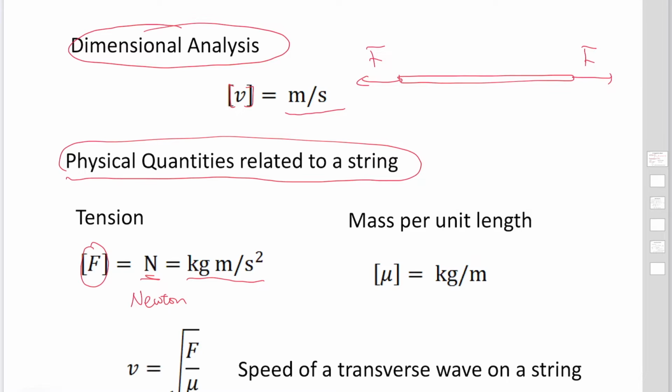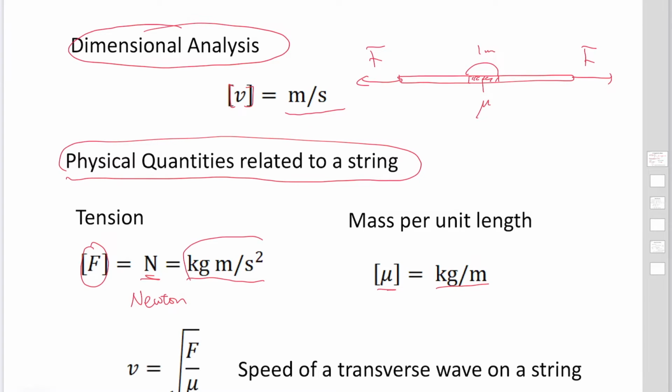And also the other quantity. Another quantity we can consider is mass per unit length. We could consider the total mass of our string, but we don't know the length of the string. It's better to consider the mass per unit length. You can take a unit length of our string, and then how much mass is it? This is mu. Mu is a mass per unit length, like a density. The dimension of the mass per unit length is kilogram per meter.